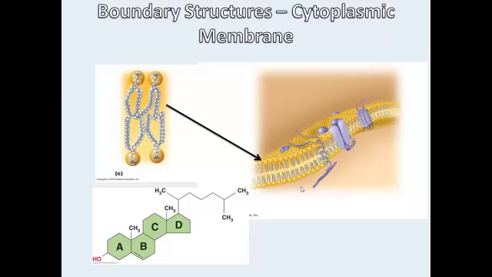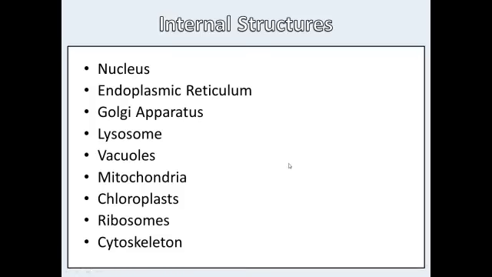Cytoplasmic membranes are selectively permeable in both eukaryotes and prokaryotes. And in both eukaryotes and prokaryotes, they have transmembrane proteins for moving in the big stuff. It's just there are different transmembrane proteins in prokaryotes than there are in eukaryotes. On to internal structures. We're going to be talking about the nucleus, the endoplasmic reticulum, or ER, Golgi apparatus, lysosomes, vacuoles, mitochondria, chloroplasts, ribosomes, and cytoskeleton.